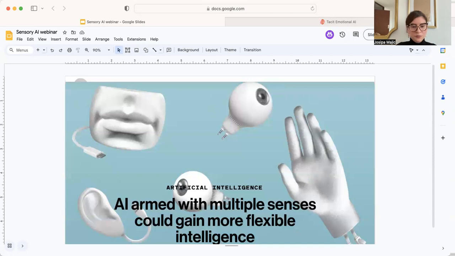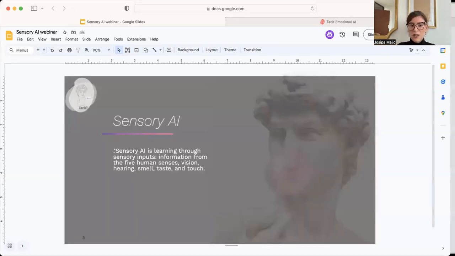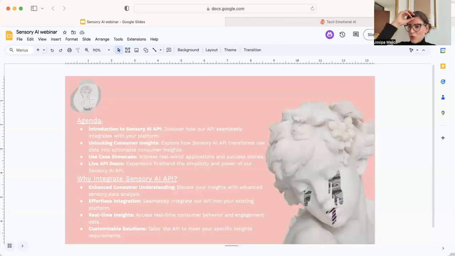So let's get started. First of all, this is a recent article by the MIT Press, The Atlantic, Wired. Everyone has covered sensory AI. And in particular, they're covering the topic of AI getting armed with multiple senses that could and are gaining more flexible intelligence. It's really all about our human senses like tasting, seeing, feeling, hearing, everything around us. So what does sensory AI mean? Sensory AI is learning through sensory inputs, getting information through one of the five human senses: vision, hearing, smell, taste, and touch.